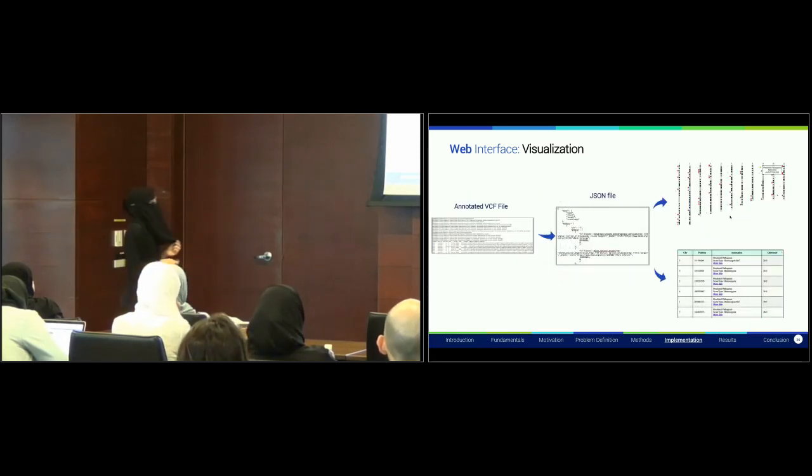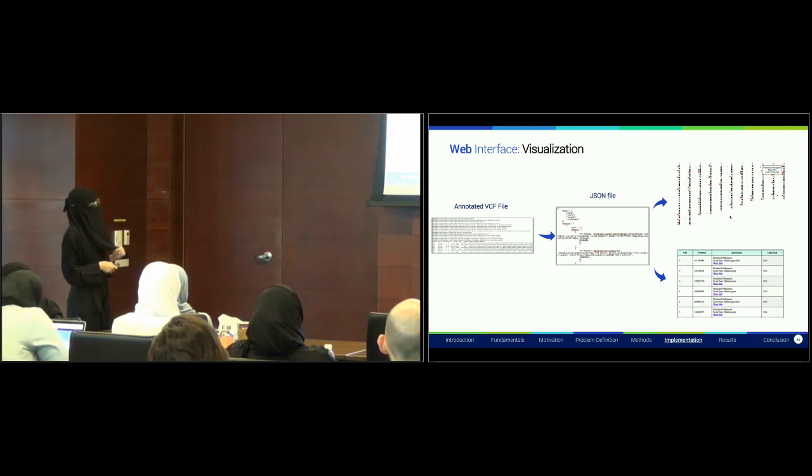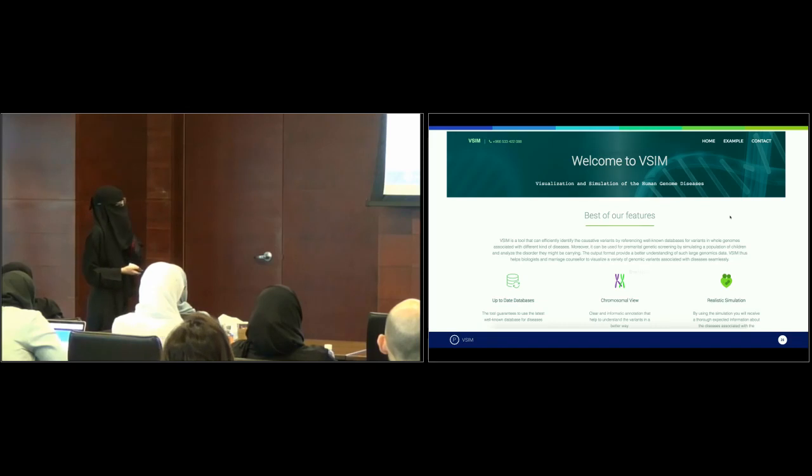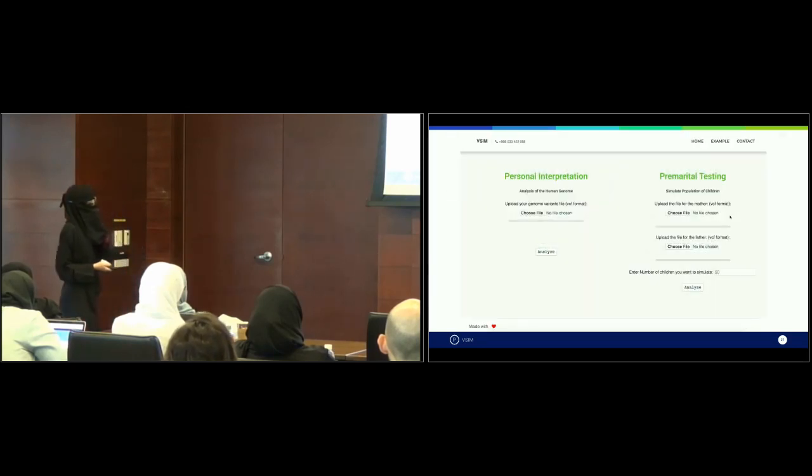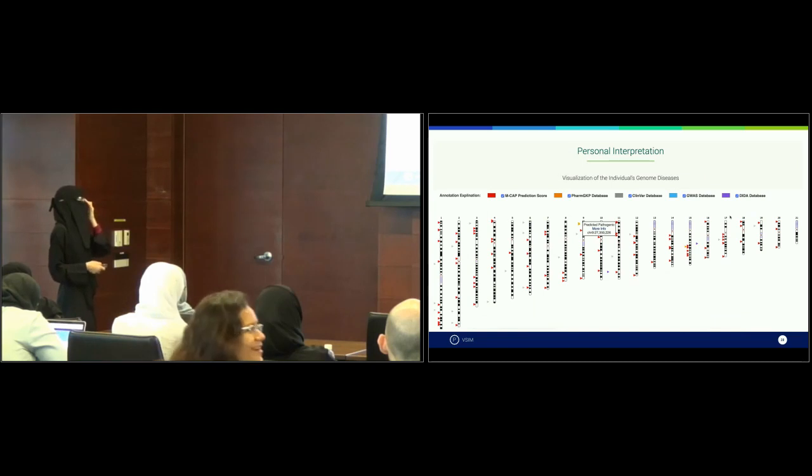So we have our final output for both scenarios. After that, we create a consolidated, well-structured file in JSON format. Then we use this file to represent the information as a chromosomal view using the Ideogram JavaScript library, or as an interactive table using a D3 table. And here's a quick review of the website. The user will upload the file and analyze the result. And here is one example of this analysis.